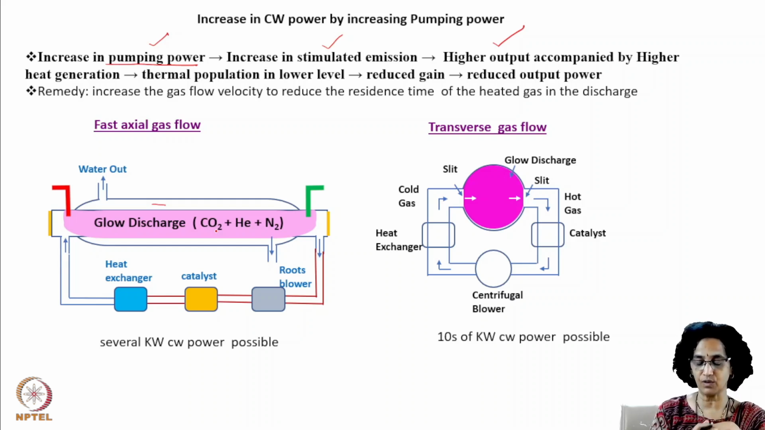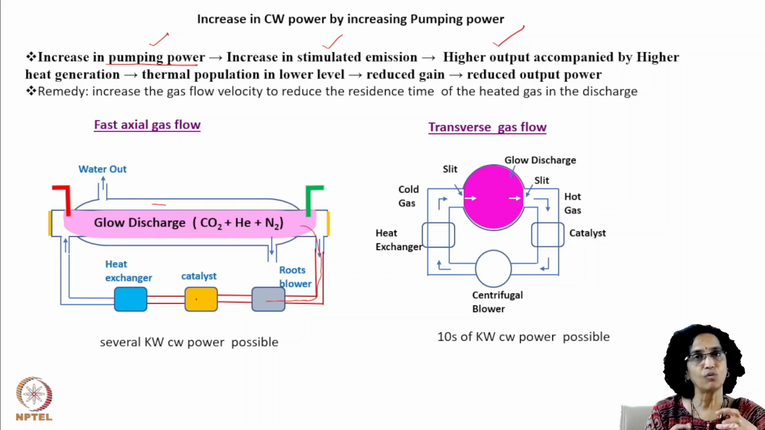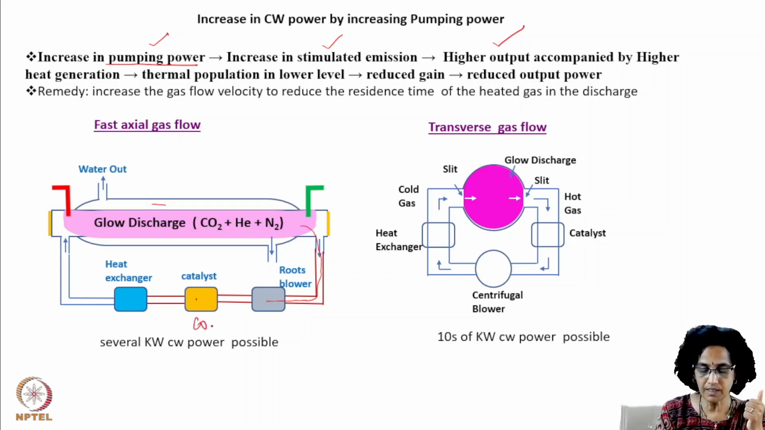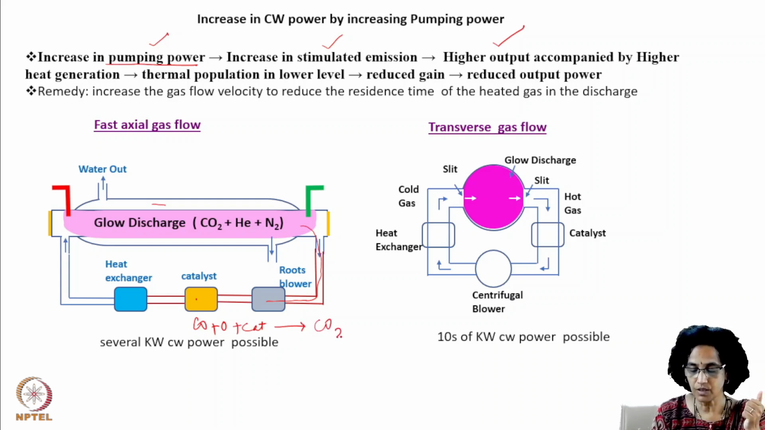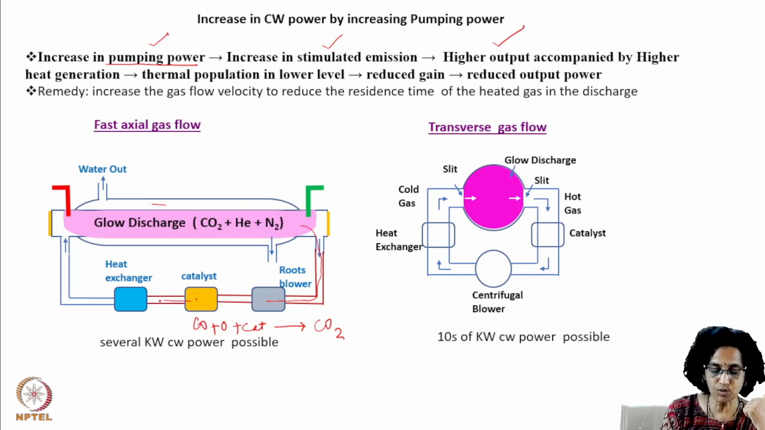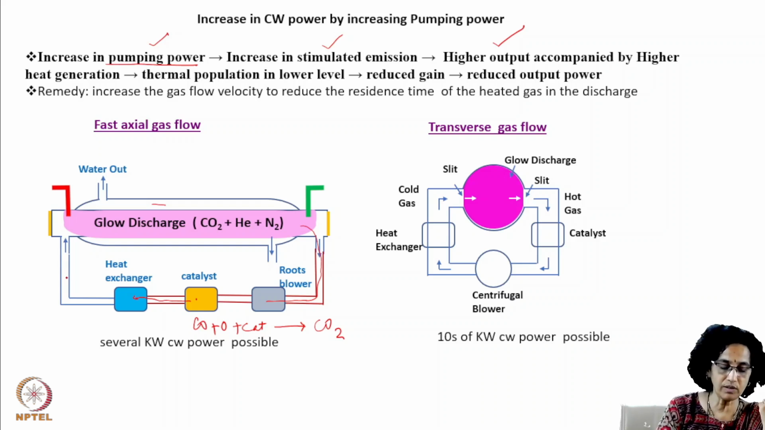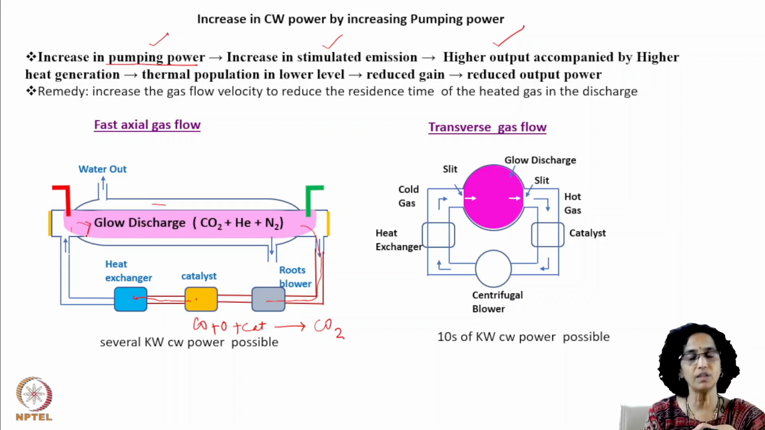So what normally is made use of is you remove the gas and make it go through a catalyst. So what is the catalyst doing? The catalyst is trying to see that the dissociation products are recombined into CO2. The CO plus oxygen plus this catalyst will give rise to CO2. So the contamination part of the gas is taken care of. Then it goes to the heat exchanger. What the heat exchanger does is it takes away the heat, and the cold gas is once again made to flow through the discharge loop.